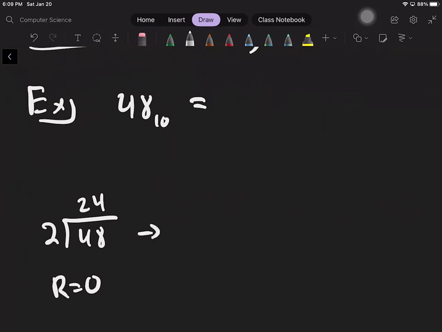All right, then we divide 2 into that number. So 2 goes into 24 12 times. Again, the remainder is 0.